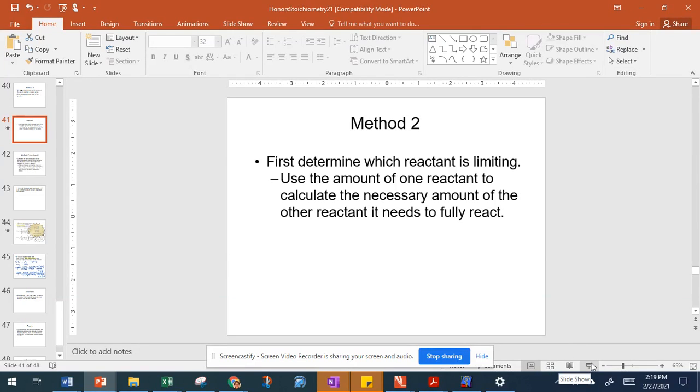Okay, so I want to go over method 2 now. Sometimes students like this one better, because there are some situations where this could end up being less work for you. You have both techniques, and you can decide which one makes the most sense to you. With method 2, you're first going to determine which reactant is limiting before you figure out how much of your product you can make. To do this, you use the amount of one reactant to calculate the necessary amount of the other reactant it needs to fully react.